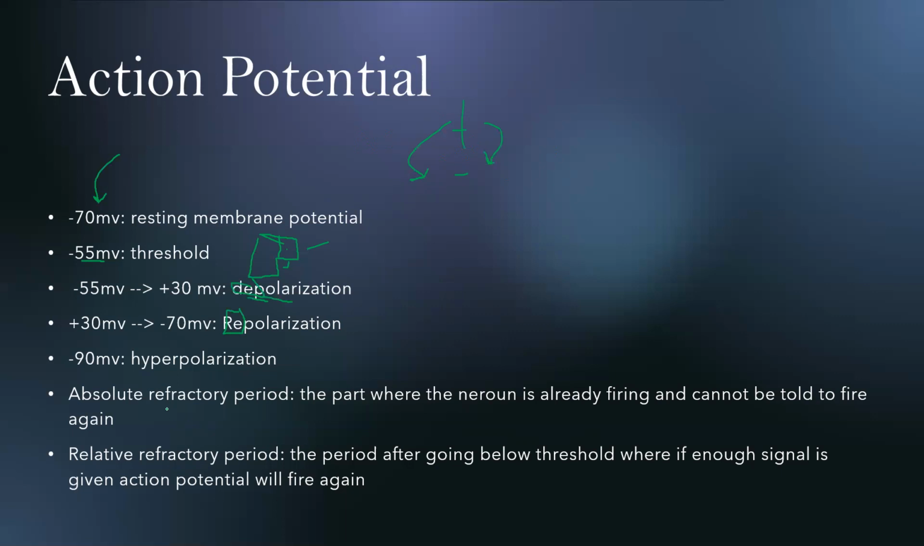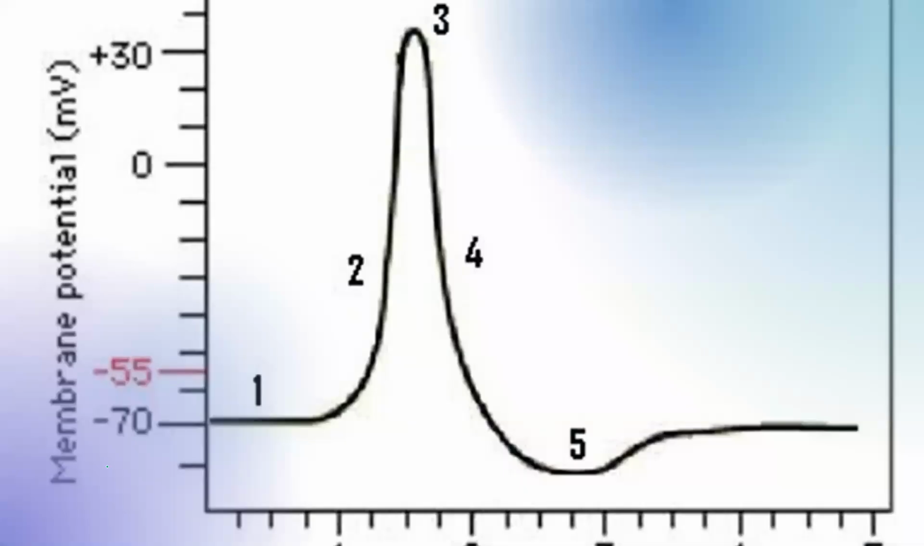And we have these two periods here, an absolute refractory period and a relative refractory period. Absolute means without a doubt, nothing can happen. Relative is, well, relatively if this or that occurs, this could happen, and I'll explain going on.